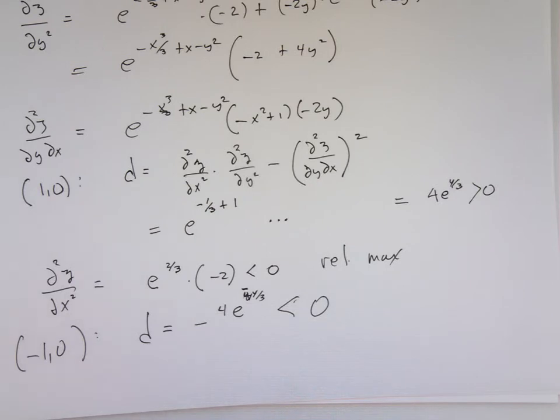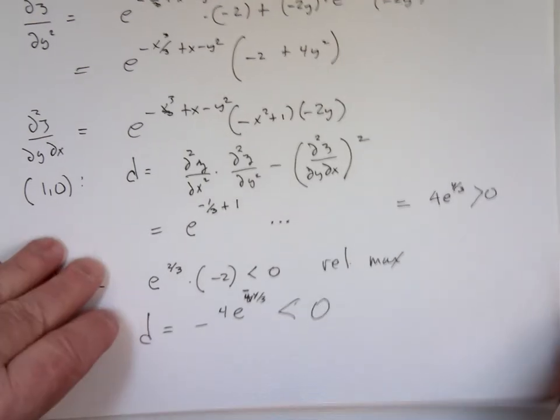Okay, 1, 0. This point right here is 1, 0. This point over here is negative 1, 0. Saddle point, relative max. Exactly what you would expect. But the problem really isn't done yet, because what we have to do is test that border, that border where we have that curve. So the last thing to do would be to test the border where we have our function.